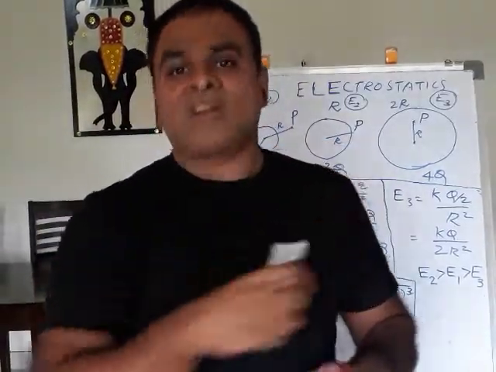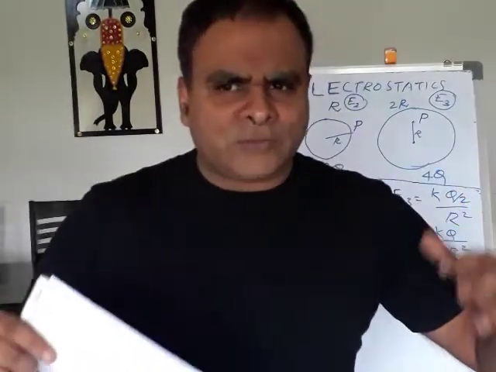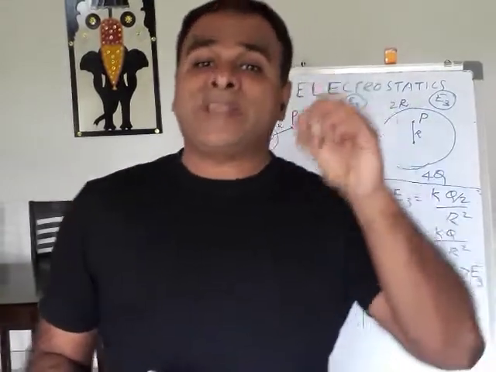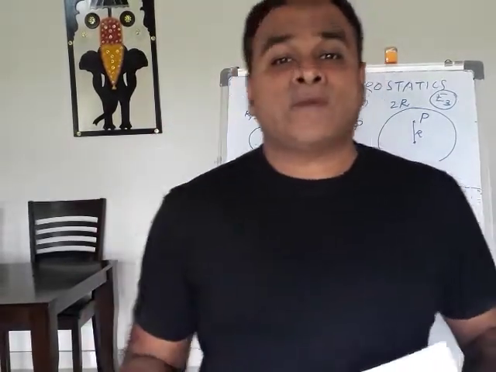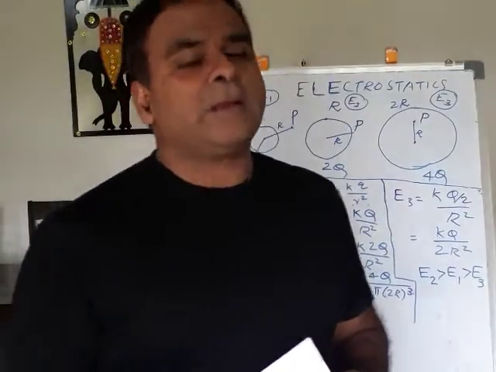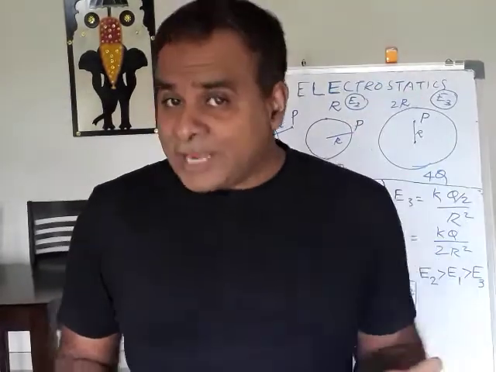Since here it involves distance, we will use the second formula. It is 1 by 4 pi epsilon 0 into Q by R square. To simplify the calculations, I am taking this 1 by 4 pi epsilon 0 as K. So our formula becomes KQ by R square. Clear? So E is equal to 1 by 4 pi epsilon 0 Q by R square. This derivation we have already done in the previous videos, so you can refer to that.